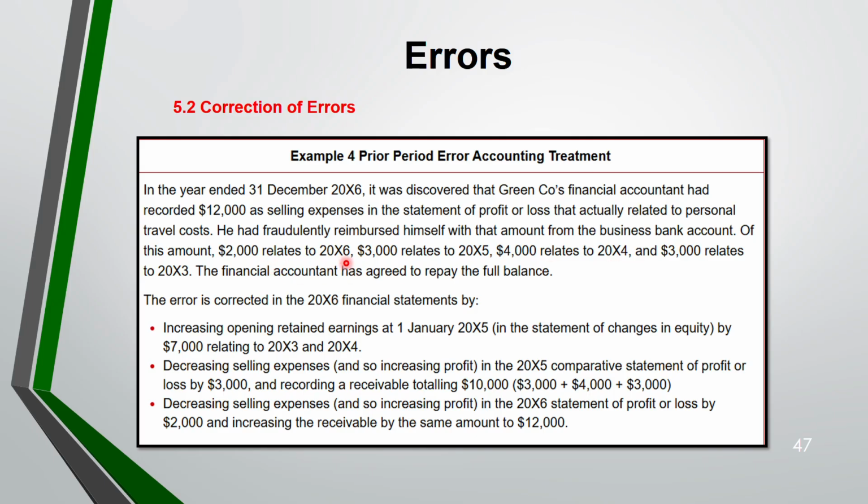So 2 plus 3 is 5, 5 plus 4 is 9. What about the other balance, 3,000 out of 12? The other 3,000 relates to 2003. How many years? 2006, 2005, 2004, 2003. So from 2003 to 2006 they are showing you. The financial accountant has agreed to repay the full balance. Now, this is how the error is corrected in 2006.